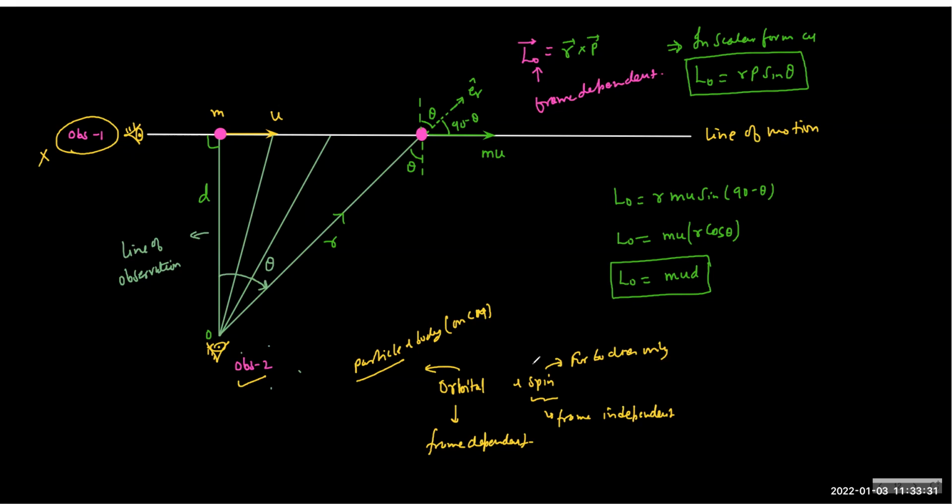So mvr is the answer about which axis? The axis passing through the center of the orbit. In mvr, the r is the distance from the center of the orbit to the particle, correct? Yes, sir. So this is the idea.